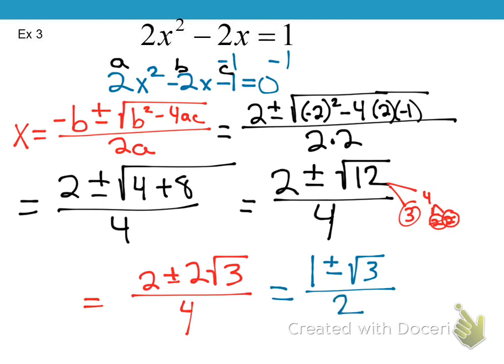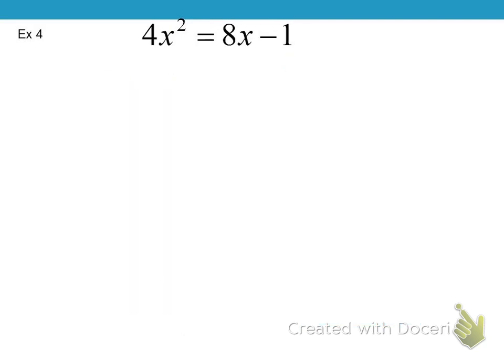Yay. Now, you can leave it like that, or you can rewrite it as 1 plus square root 3 over 2, comma, 1 minus square root 3 over 2. I don't care which way you do it, okay? What are your questions? We good? Yes. Okay.